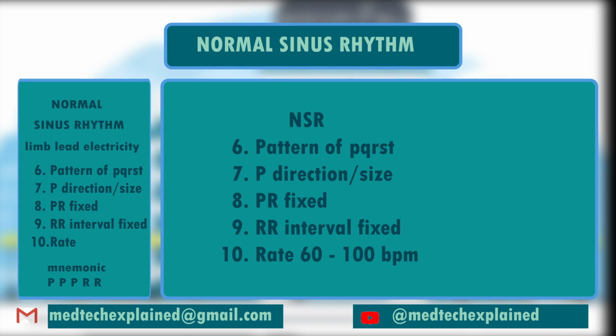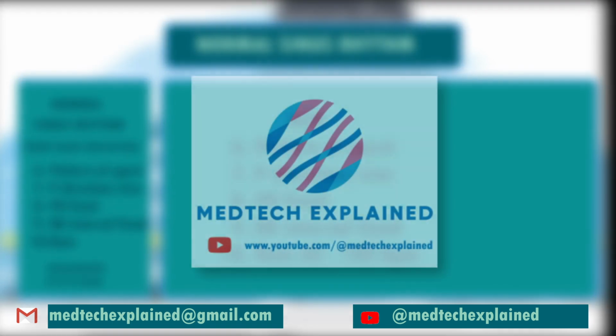If points 6 to 10 are all normal, we can say that the ECG has a normal sinus rhythm, or NSR.